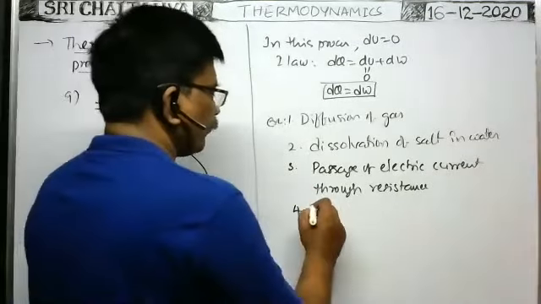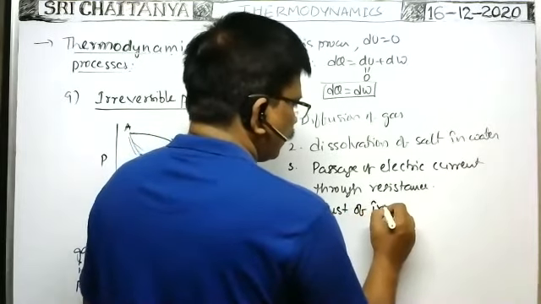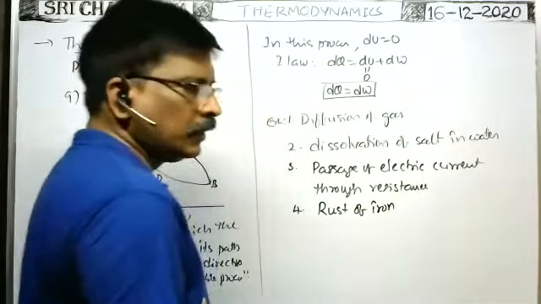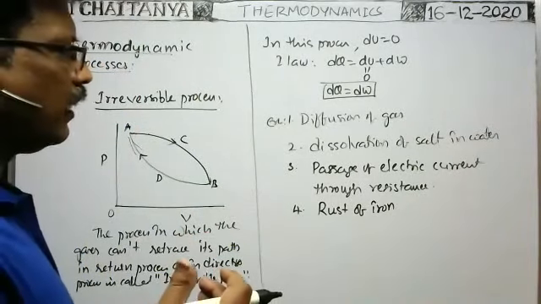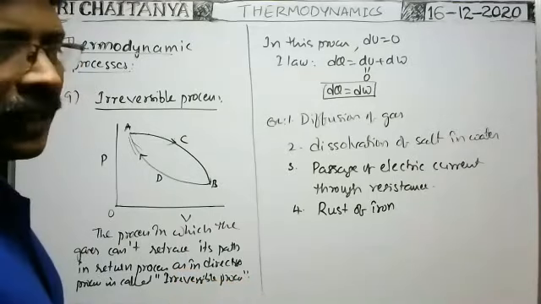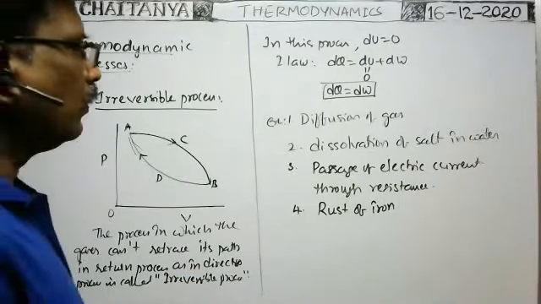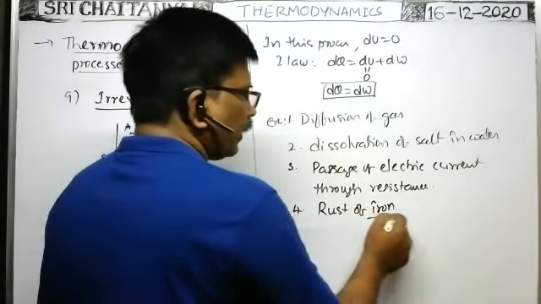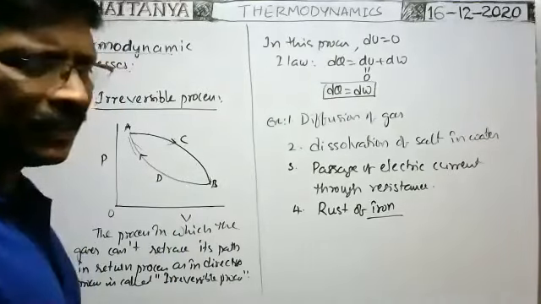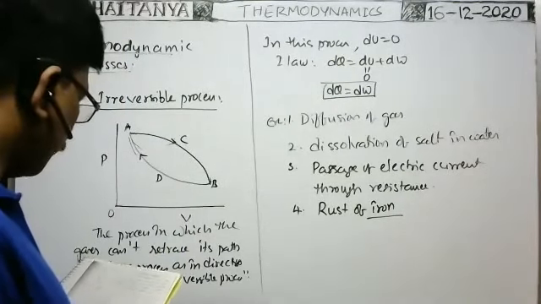Rust of iron. Whenever water is in contact with the iron piece, rust is formed because of a chemical reaction. We cannot remove the rust and get good iron back, because some chemical changes have occurred. So rusting of iron is also an example.